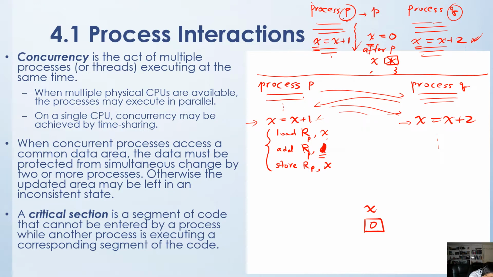So load the contents stored in X to register RP. The contents stored in X is 0, right? So 0 is going to be loaded into the register RP. Then you add 1 to RP. Now the register RP contains 1, and then store RP, which contains 1, back to X. So now it basically changed the value of X to 1. These are the 3 instructions the computer system is going to run to perform these operations.